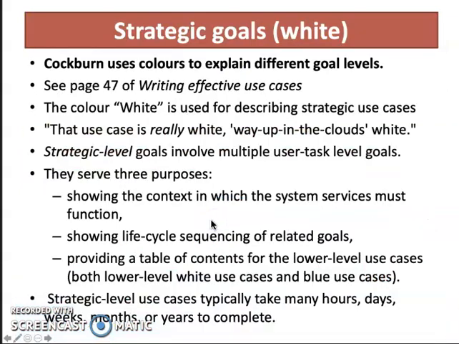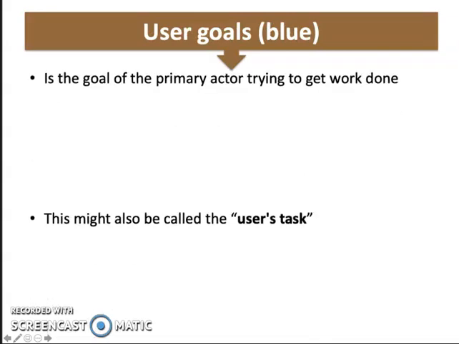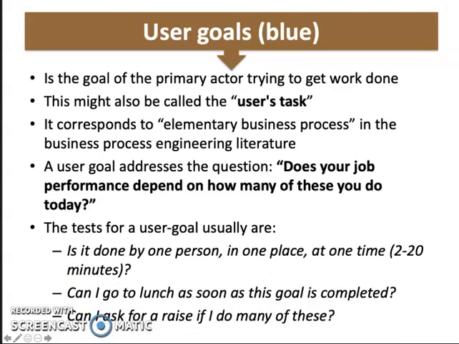So I just want to try and explain this a little bit. When we look at strategic goals, like I said, it's the very high level up in the cloud goals. It's more about why the business chose to make a particular decision. When we look at the user goals, here we are talking about a particular thing that can be done multiple times over in one sitting. So a user goal is most often the goal of the primary actor trying to get the work done with or in relation to the system. So a user goal addresses the question, does your job performance depend on how many of these you do per day? Let's say we talk about making a call. That could be a user goal because I want to do many of those in one particular day.